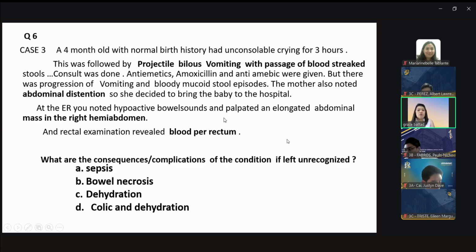So you were suspecting something surgical. What would be the consequences if the condition was left unrecognized and you just continued antiemetic, amoxicillin, and anti-amoebic? All of these may occur, correct? Septicemia, but the immediate problem or emergency is bowel necrosis. But you can also have septicemia upon necrosis. You can also have dehydration.